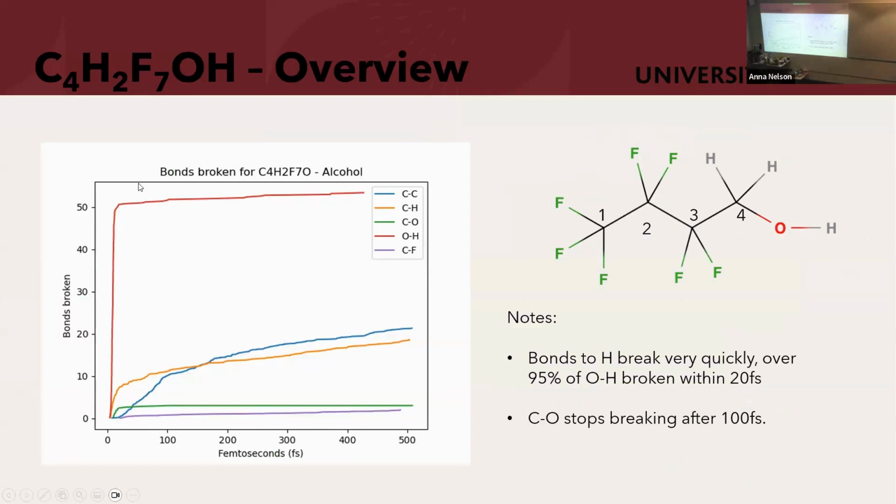So all of these graphs are average of 100 trajectories, just because I think everybody likes to think things out of 100. And so we can see that in roughly half of the cases, H is ejected very, very quickly. And then we have some carbon-carbon breaking. We have some CH breaking here. But interestingly, the CO almost never breaks. And in fact, it never breaks after 100 femtoseconds.